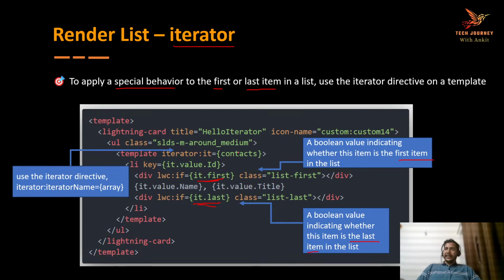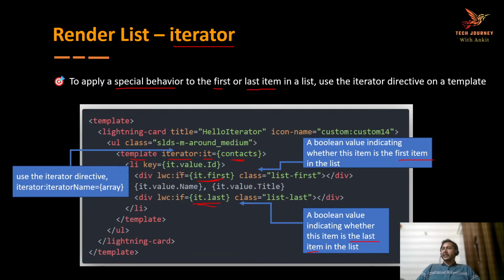Now, how to use the iterator? To use the iterator, again, you have to use the template followed by the iterator. And here you specify the iterator name. Iterator name can be anything. Generally, people follow the practice of putting the iterator name as it, but if you want, you can give any iterator name here, followed by the array that you have to iterate.